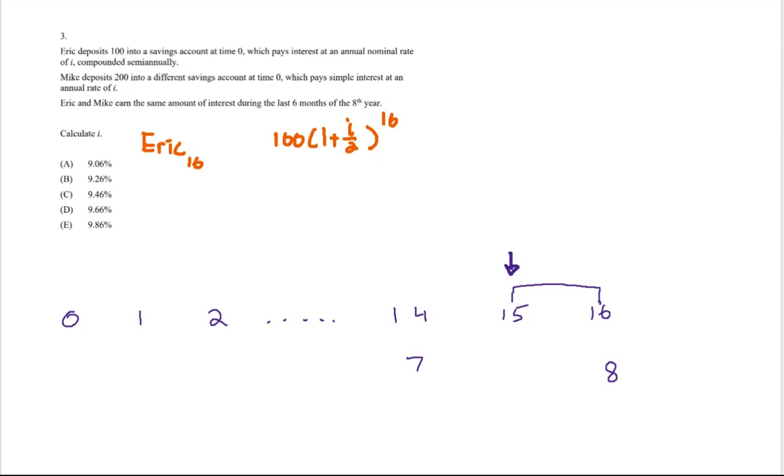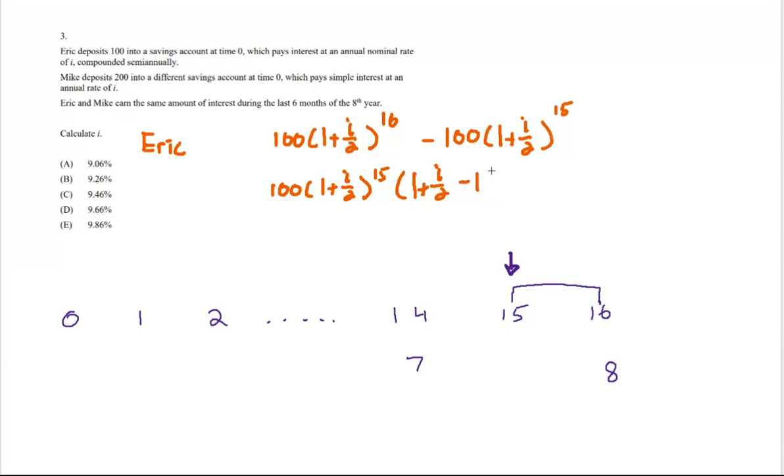And then at time 15, he's going to have the same expression, but raised to the 15th power. And so to find the interest earned, we can just subtract these two values. Okay? And I can factor out a 100 times 1 plus I over 2 raised to the 15th. So I get 1 plus I over 2 for the first one, and then I could just subtract 1 for the next one, okay? So my final expression is 100 times 1 plus I over 2 raised to the 15th times I over 2.